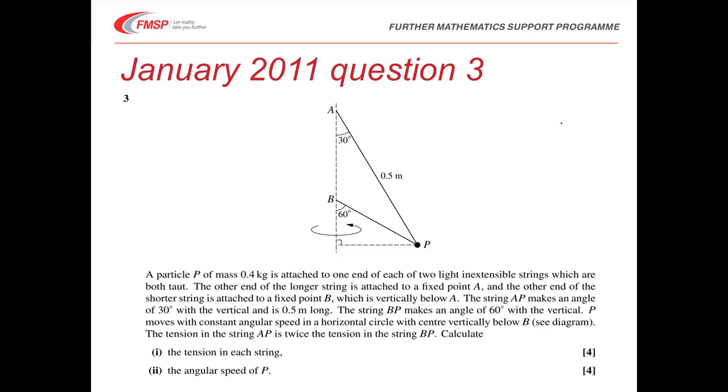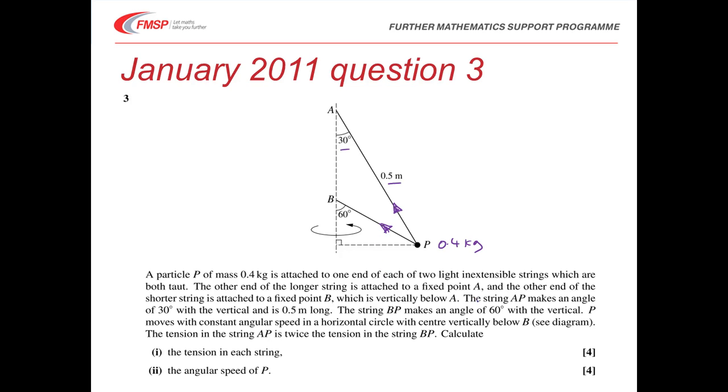So here are 2 examination questions that I've chosen. And don't forget, you can always pause the recording to read or reread the question if you need to. So this one concerns a particle P of mass 0.4 kilograms, and that's attached to one end of each of 2 light inextensible strings. So P is not able to slide on this string, it's fixed. We've got a length here, 0.5 meters, and given the angle 30 we can work out the radius of the circle. And then, because of the 2 strings, there are a couple of tensions acting.